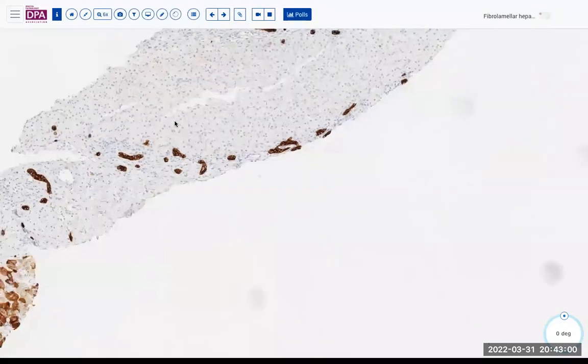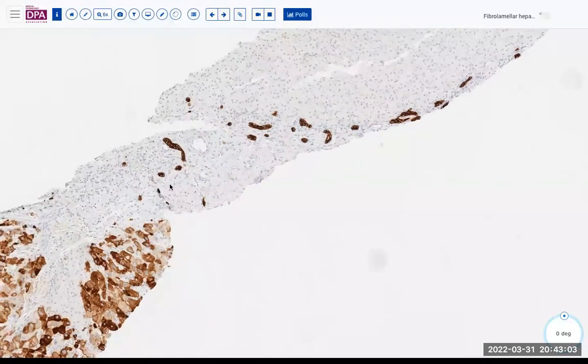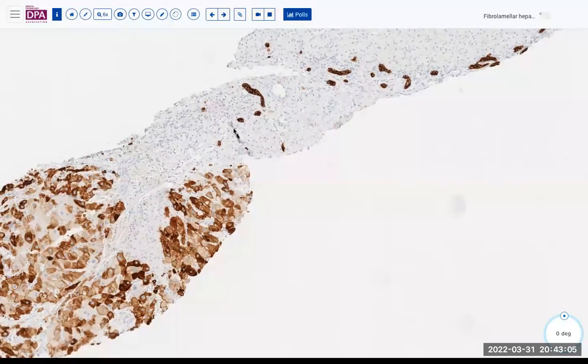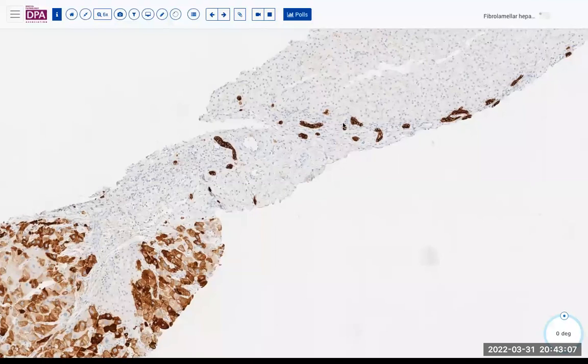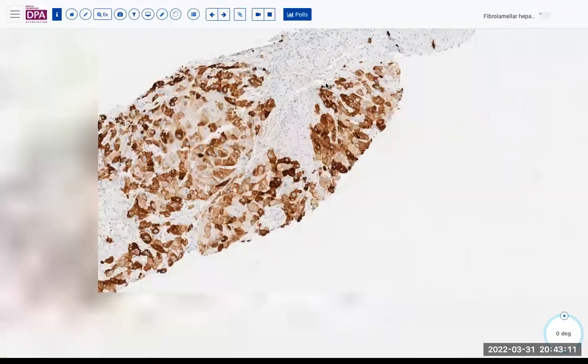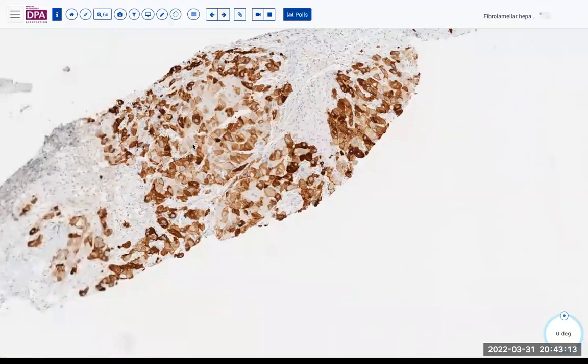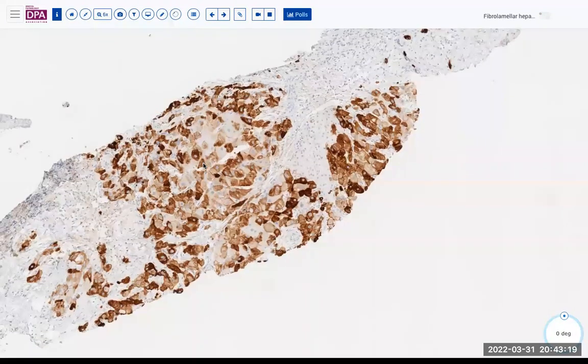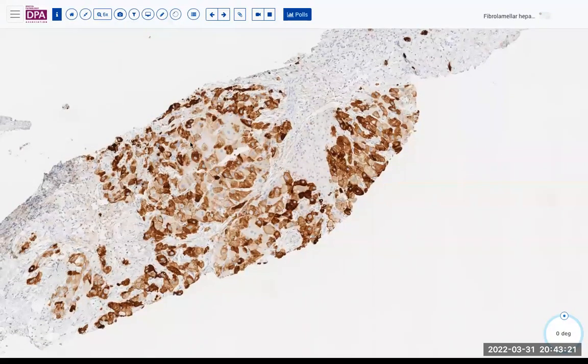No, I think this is CK7. I'm pretty sure this is CK7 because it's staining the bile ducts here, as you can see. It's not staining the normal liver in the CK7. So that makes better sense to me. This tumor does usually light up with CK7 and has some other relatively unique features.